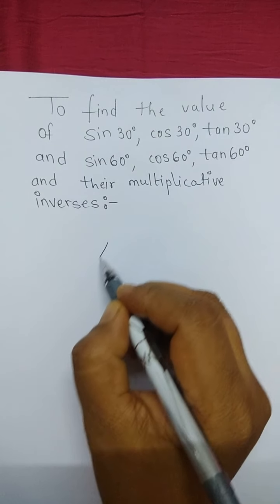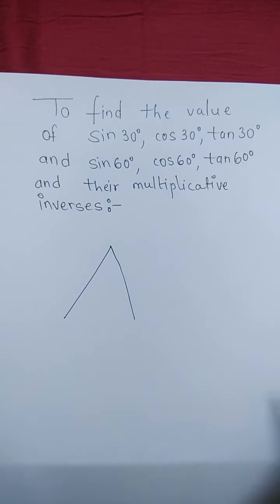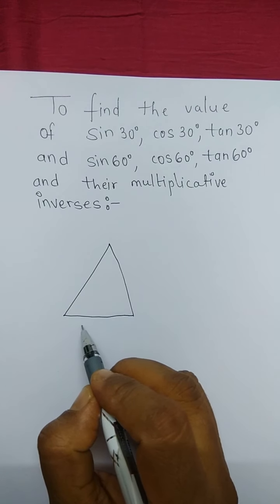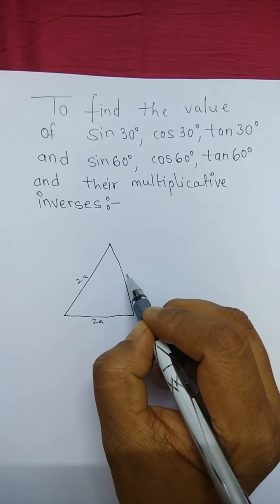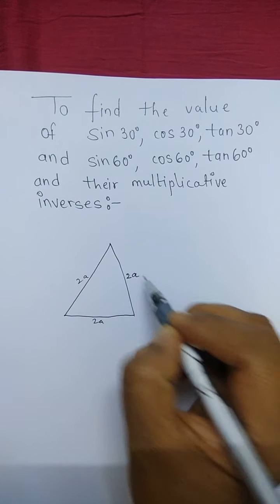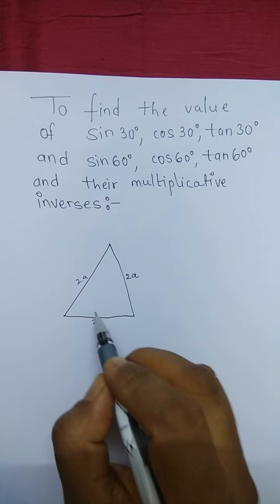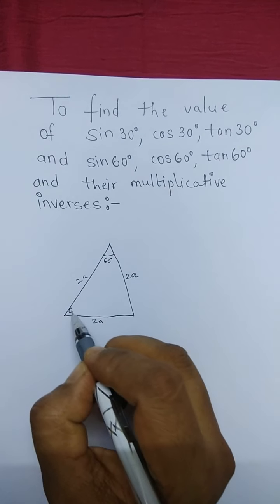First you draw an equilateral triangle with a side 2a. You can take a also, but for ease of calculation, we have taken 2a. In equilateral triangle, each and every angle is 60 degree, you know very well.